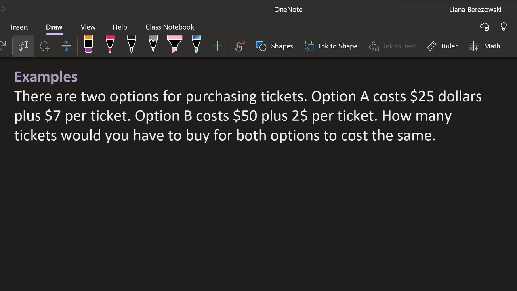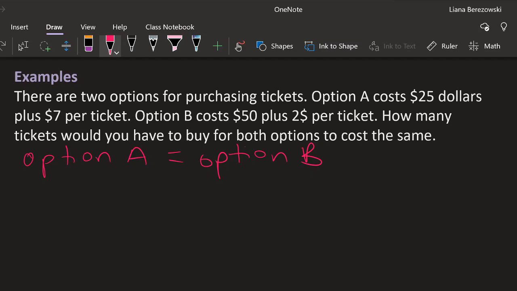We said when we were introducing these word problems that if you were comparing two things, one side of the equation would represent the first option and the second side of the equation would represent the second option. So in this case, option A will be one side of the equation. Option B will be the other side.